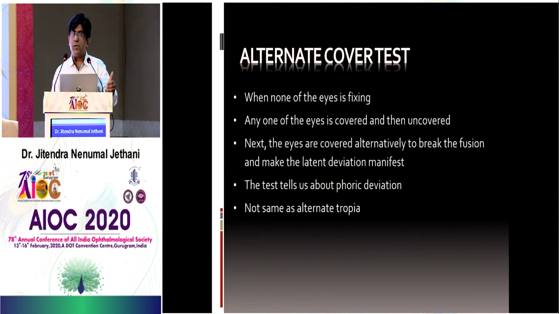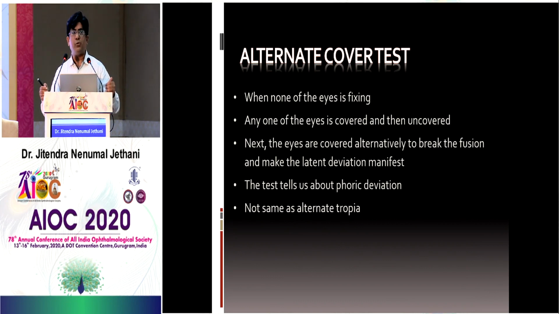So when do you do the alternate cover test? The word alternate should not be confused between the alternate cover test and alternate tropia. The alternate cover test is done when neither eye is fixing. If neither eye is fixing, you want to find out whether there is any hidden or latent deviation. You try to break the patient's fusional reserve, because the eyes are straight due to his fusional reserves. And to break the fusional reserves, you do an alternate cover test.